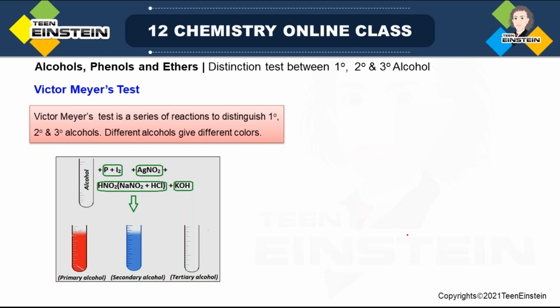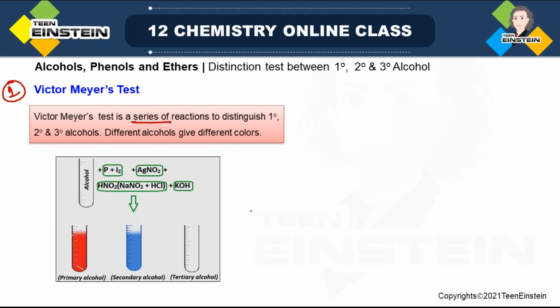Distinction test of primary alcohol, secondary alcohol, and tertiary alcohol. This is not the only reaction by which you can distinguish; some other tests are also there. The number 1 is Victor Meyer's test. It is a series of reactions, so it is not a very simple test. If you perform it in the laboratory, there is an easy visual appearance and you can easily identify it. The test itself is not difficult, but there are 3 to 4 steps involved, so it is a series of reactions.